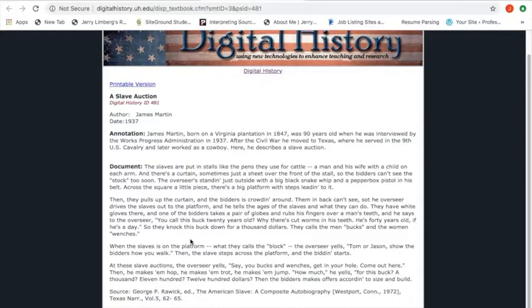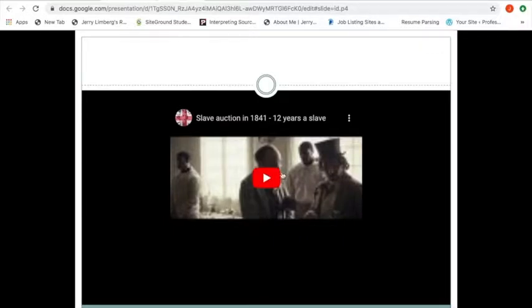So that's a pretty explicit description of a slave auction. I'm also going to show you a clip from a movie called 12 Years a Slave. This is also very reflective of what we just read in that source.